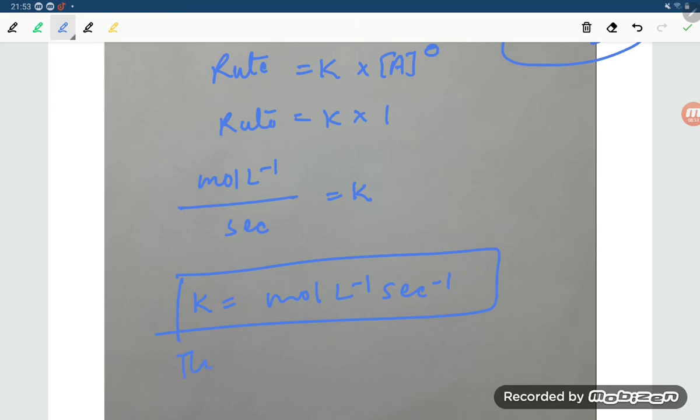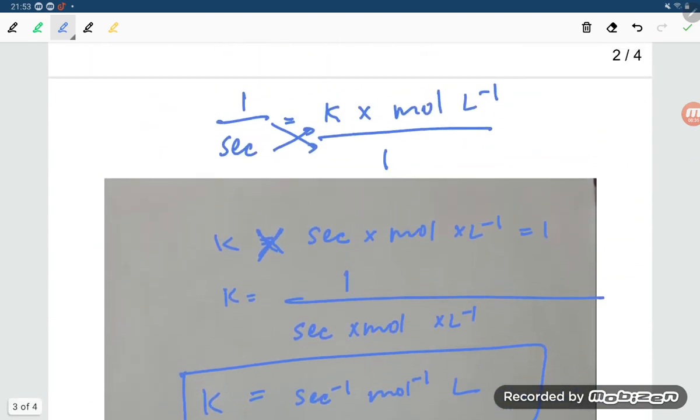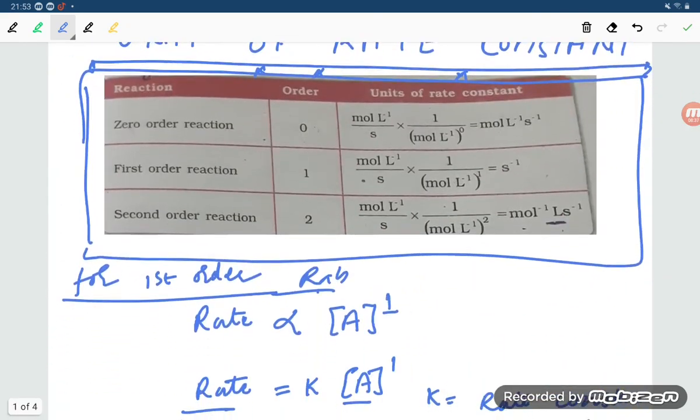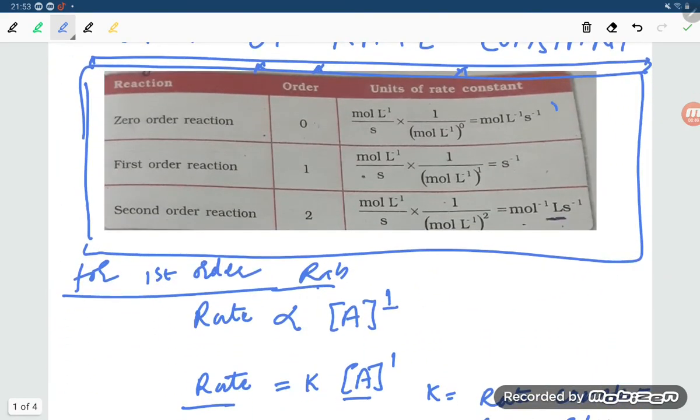So this is the unit of the rate constant of the zero order reaction, right, student? So you will be able to understand this, student. In the graph also we may mention all these things: for zero order reaction, mole, liter inverse, second inverse; for first order reaction, second inverse; and for second order reaction, mole inverse, liter, and second inverse.